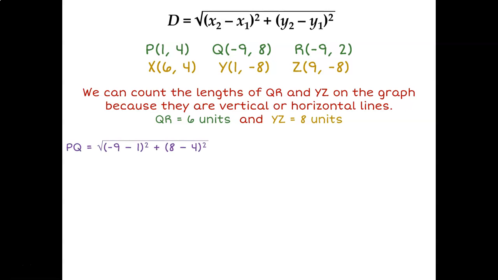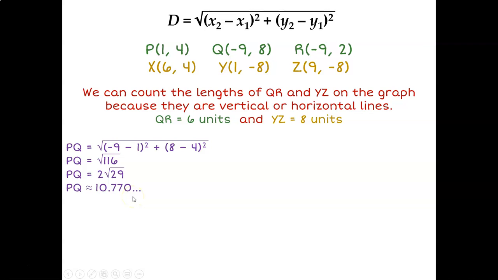If I wanted to calculate the length of PQ, I would be using the points (1, 4) and (-9, 8) and plugging those numbers into the distance formula. So I would say x2 minus x1, that's -9 minus 1 squared, plus y2 minus y1 squared, that's 8 minus 4 squared, and a big old square root over top of it. Underneath of that radical, it simplifies to 116. The simplified radical form would be 2 root 29 units, or the decimal approximation would be 10.77.